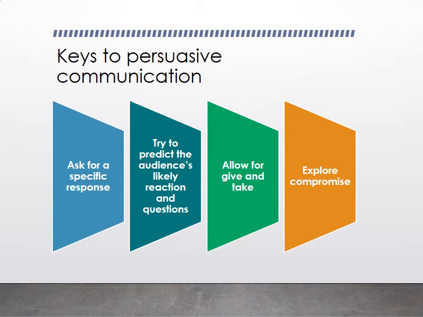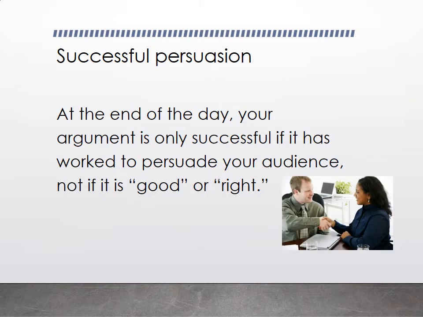Sometimes when someone is in disagreement with you, it may be over actually a very minor point, not over the whole big thing. And if you can really just identify what that problem is, you might be able to smooth it out and everyone can be happy at that point. Because at the end of the day, your persuasive communication is only successful if it has worked to persuade your audience. It doesn't matter that you were right all along and they just didn't see the light. It didn't work if you were not able to persuade.